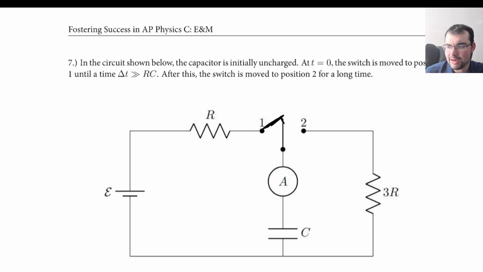It says we wait a long time, meaning much, much greater than RC. So that's what we mean by long time. We mean many, many RCs later. And then it says we move to position 2 for a long time. So we see that in position 1, we're going to charge up the capacitor. It's going to build, build, build, build, build, and then it's constant. Then we quickly flip to position 2, and it's just a capacitor and a resistor, so it's going to discharge.